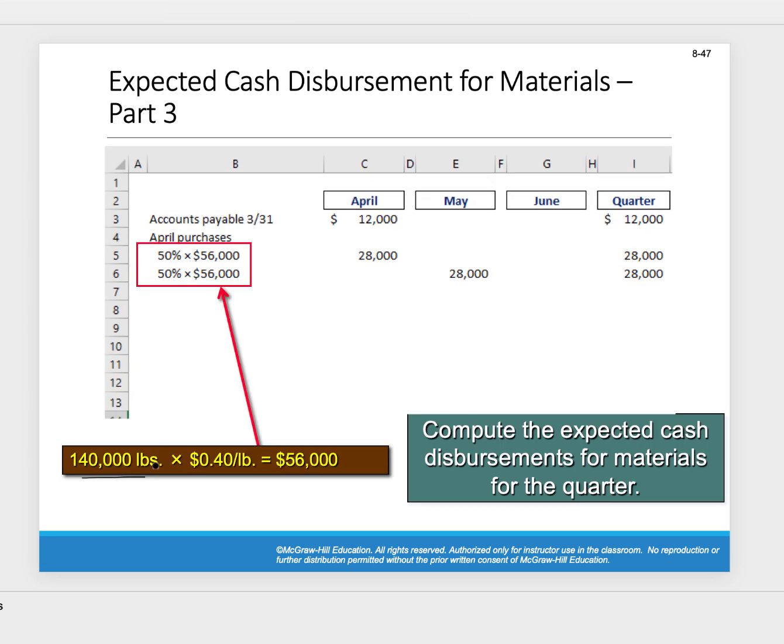So, I take 140,000 times 40 cents per pound. I get $56,000. So, all the material that I need to purchase in April is going to cost me $56,000. I'm not going to pay all $56,000 at once. I'm going to split it up. I'm going to pay half of April's purchase in the month of April. I'm going to pay the other half in the month of May. Okay, that makes sense.